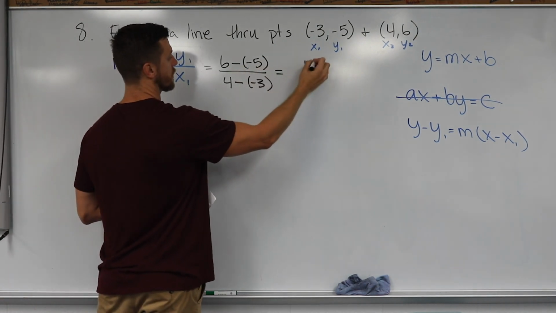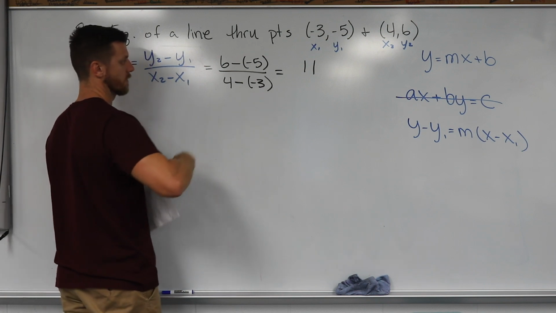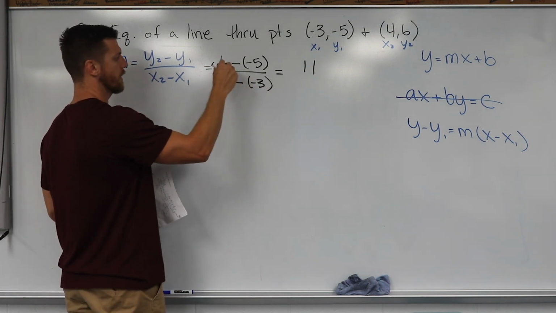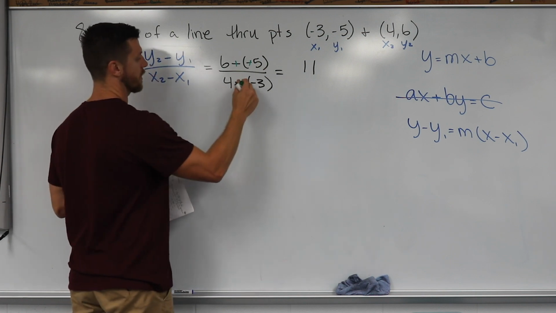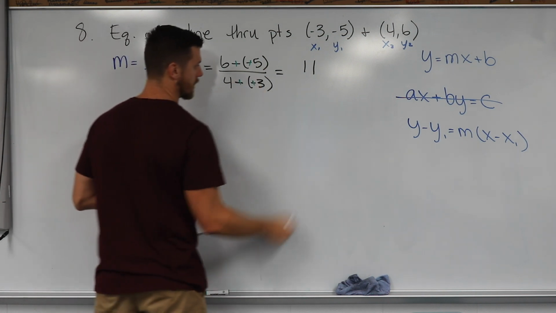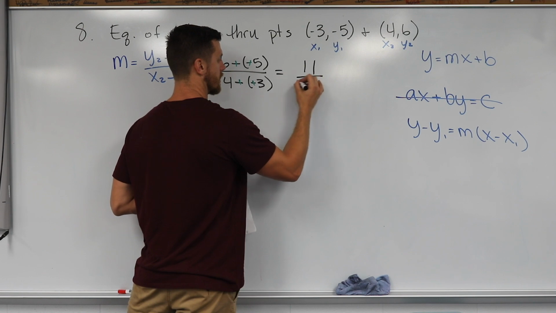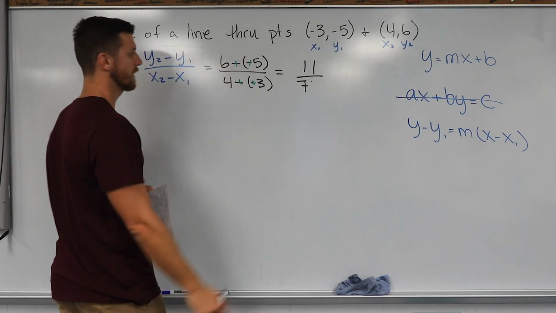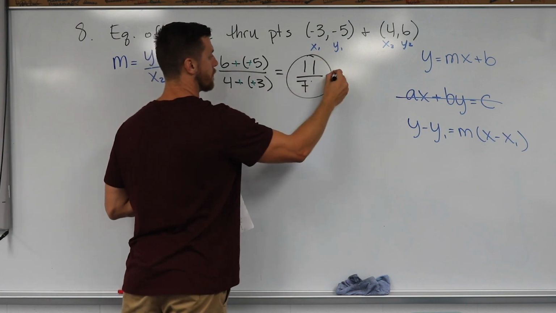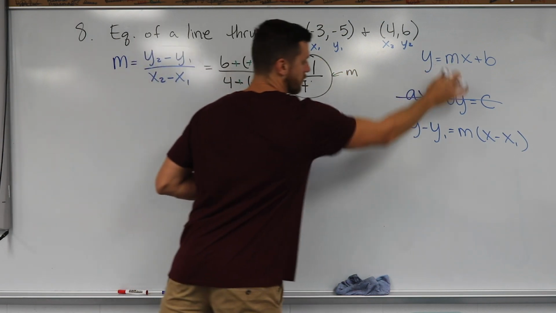That's 11, because you're minusing a negative, that's weird. Keep, change, change. Right. And then that same thing here, keep, change, change. What is that? 11 sevenths. That's my slope. That's M. For either one.